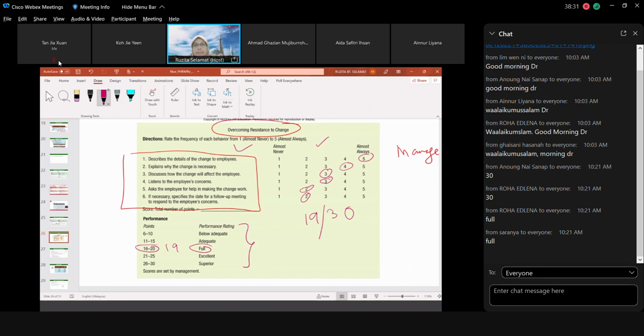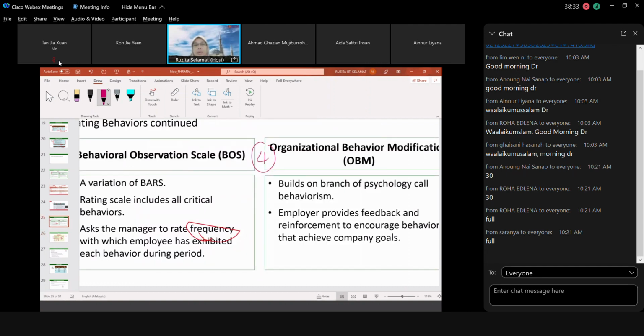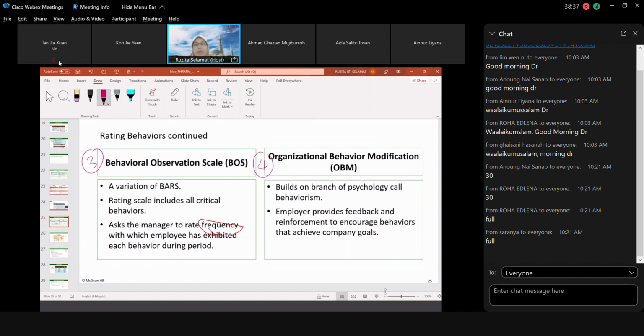Right? Okay, let's look at OBM. OBM stands for organizational behavior modification. So this is more about trying to change people's behavior by using a psychological approach. Senang tak nak ubah perlakuan individu? Senang ke susah?